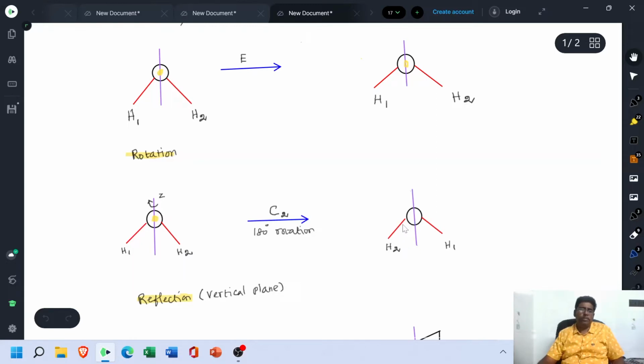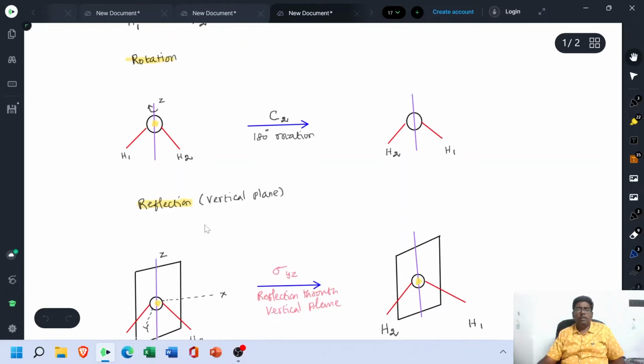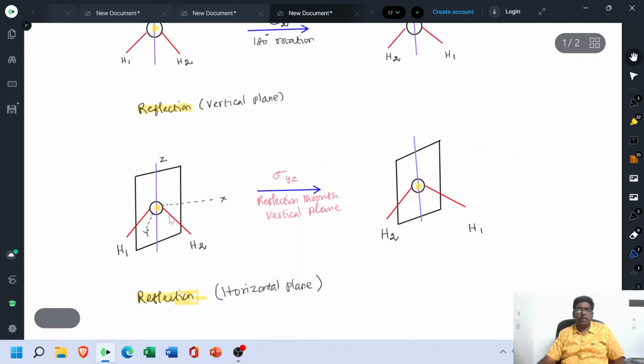H2O is arrived. Then the third operation is reflection through the vertical plane. So this is the water molecule, this is the x-axis, this is the y-axis, this is the z-axis. This is our vertical plane. The water molecule has two planes of reflection. One is the vertical plane and another one is the horizontal plane or molecular plane. If you make a reflection through this plane, we get the same structure.